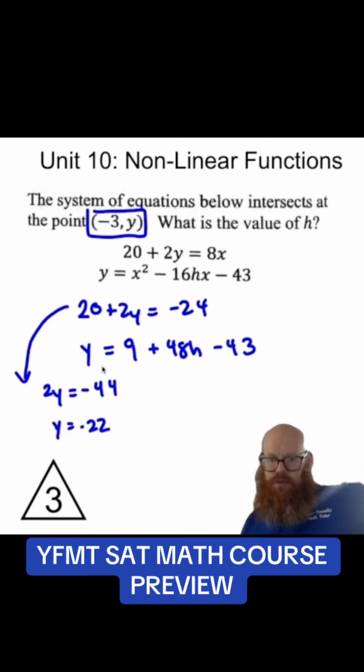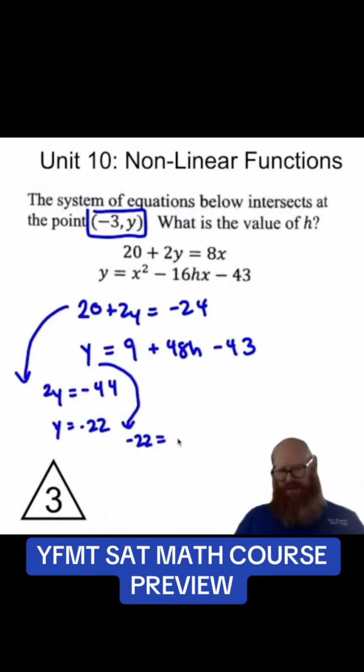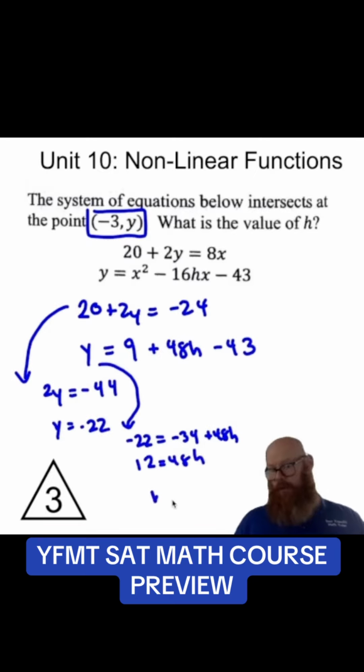So then I go to this equation, and y is -22. So -22 equals, well, 9 minus 43 is -34 plus 48h. And then I can add 34 to each side, and that's going to be 12. So 12 equals 48h. I'm going to divide each side by 48 and reduce 12 over 48. You can just use a calculator or Desmos, or just know that that is 1/4, and that is the value of h.